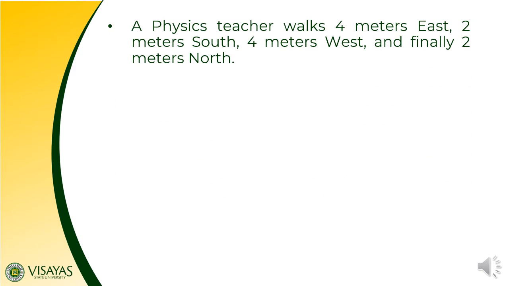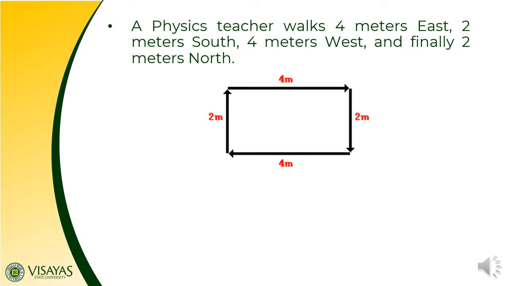For us to really understand distance and displacement, let's consider this problem. A physics teacher walks 4 meters east, 2 meters south, 4 meters west, and finally 2 meters north. And we are to find the distance and displacement. So here's the figure of the travel. We can see the physics teacher walks 4 meters east, 2 meters south, 4 meters west, and finally 2 meters north. So this will be the figure of the travel.